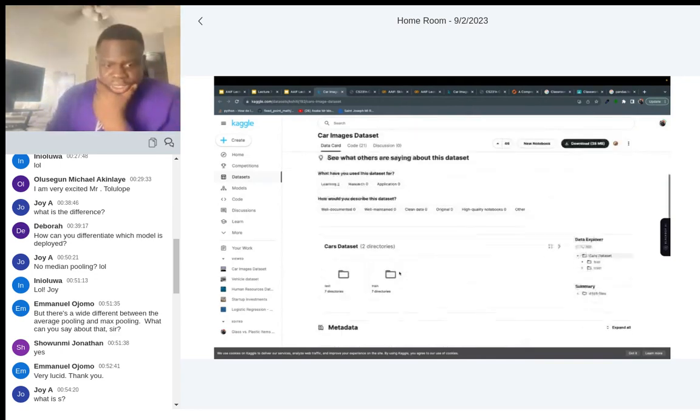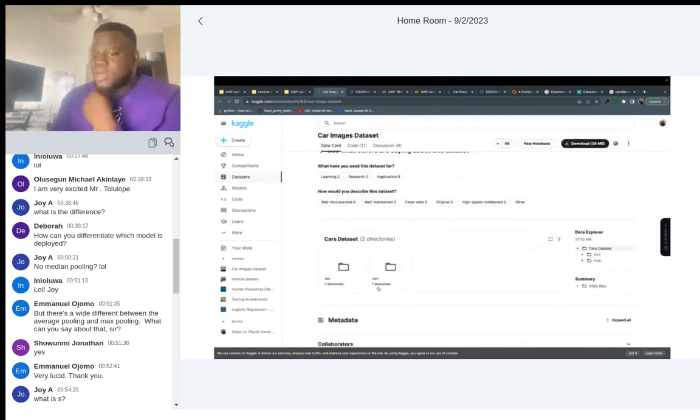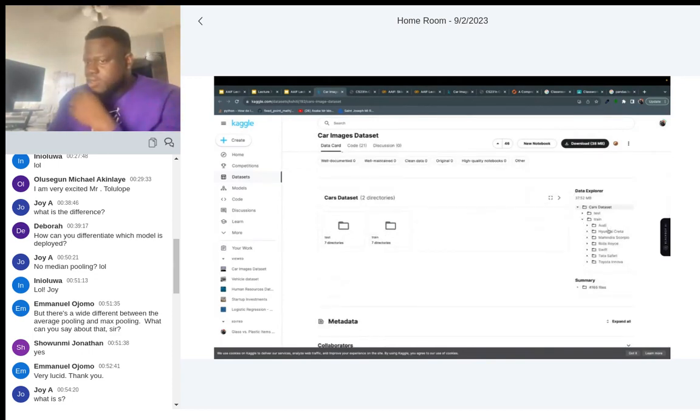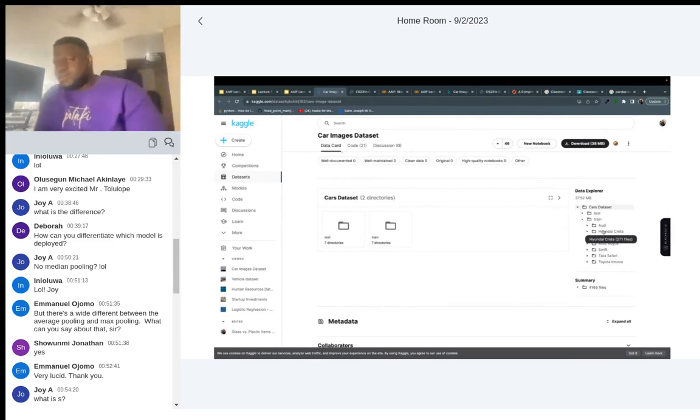So what's this telling us? It's saying that there are 7 cars. We have 7 cars, right? Audi, Hyundai, Scorpio, Rolls-Royce, Swift, Safari, and Toyota. We want to be able to identify them.